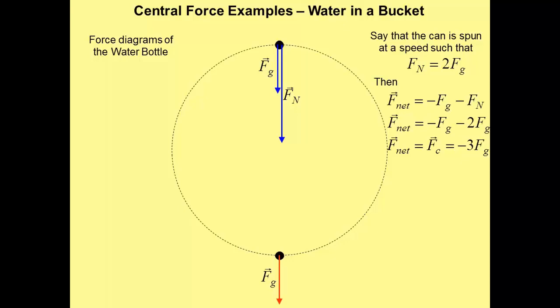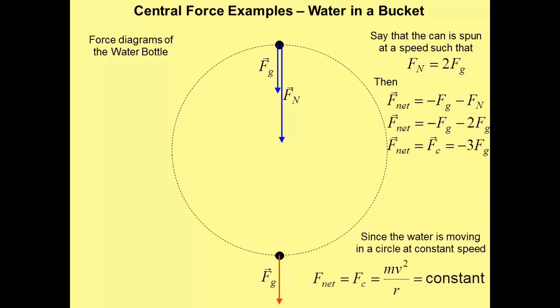But how big does that normal force need to be? Well, first of all, consider that since the water bottle is moving in a circle at constant speed, the net force, or centripetal force if you will, acting on the water bottle is equal to, as we found in the lab, mass times speed squared over radius. And since all three of those things are constant, the net force has to be constant. Which means the size of the net force here has to be the same as the size of the net force there. Which means the net force at the bottom has got to be 3F_g.